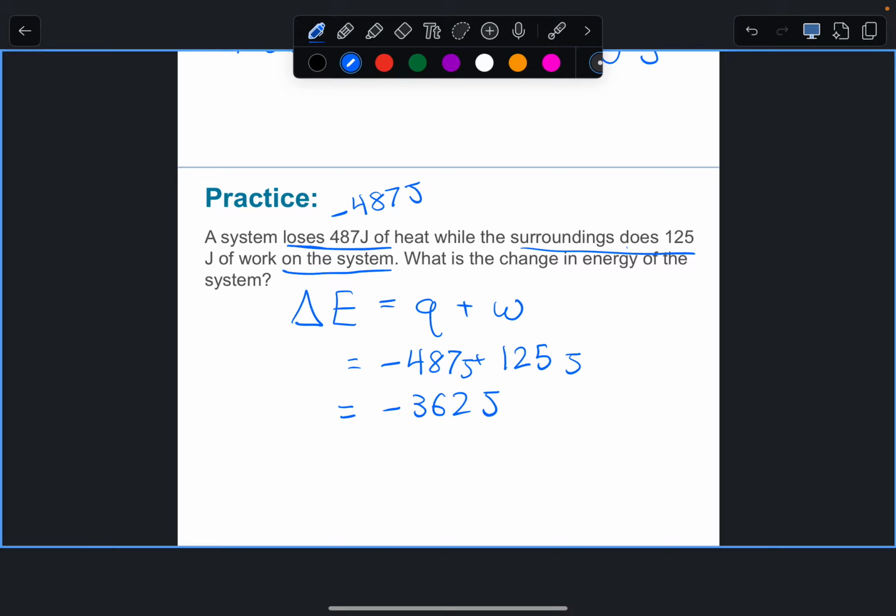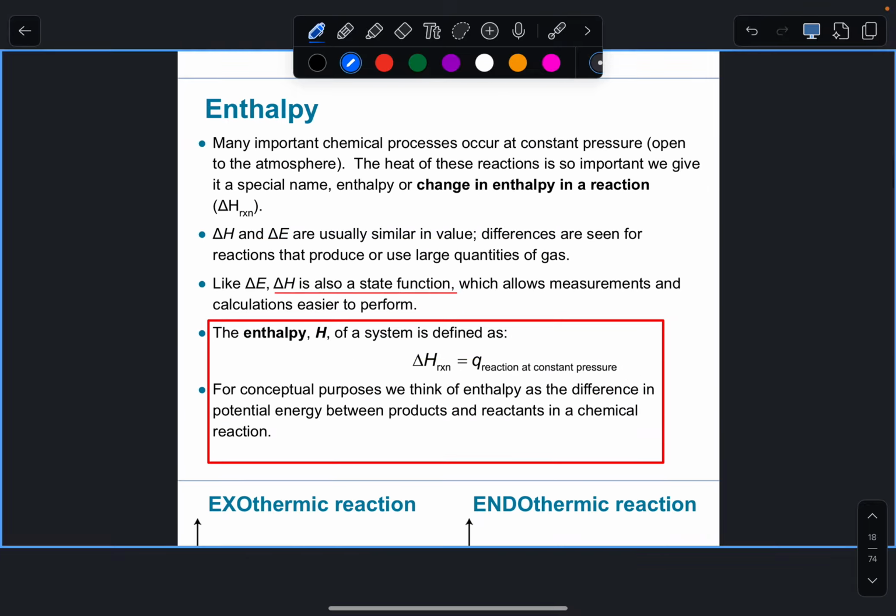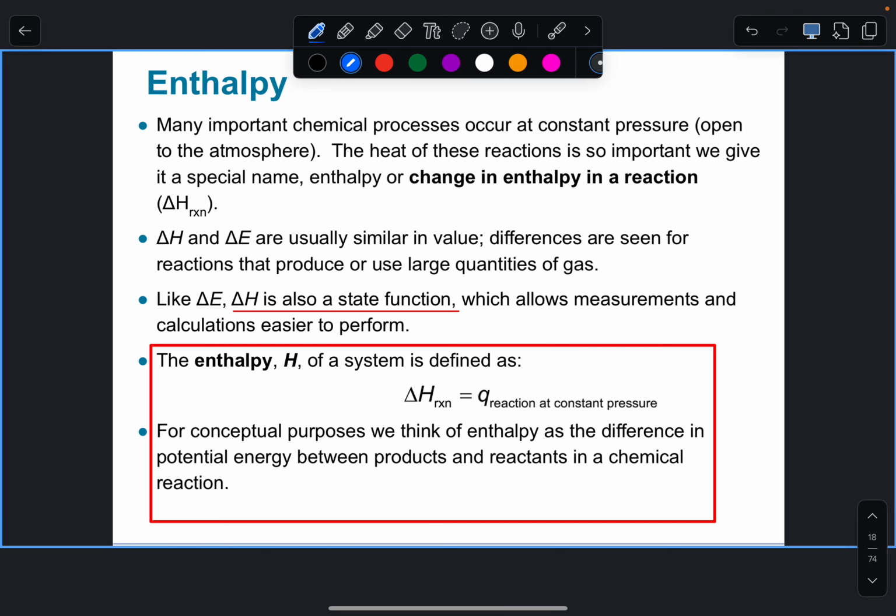Okay? So in the last few minutes, we're going to end with talking about, like I said, this special form of heat that we're going to use for the rest of the chapter.